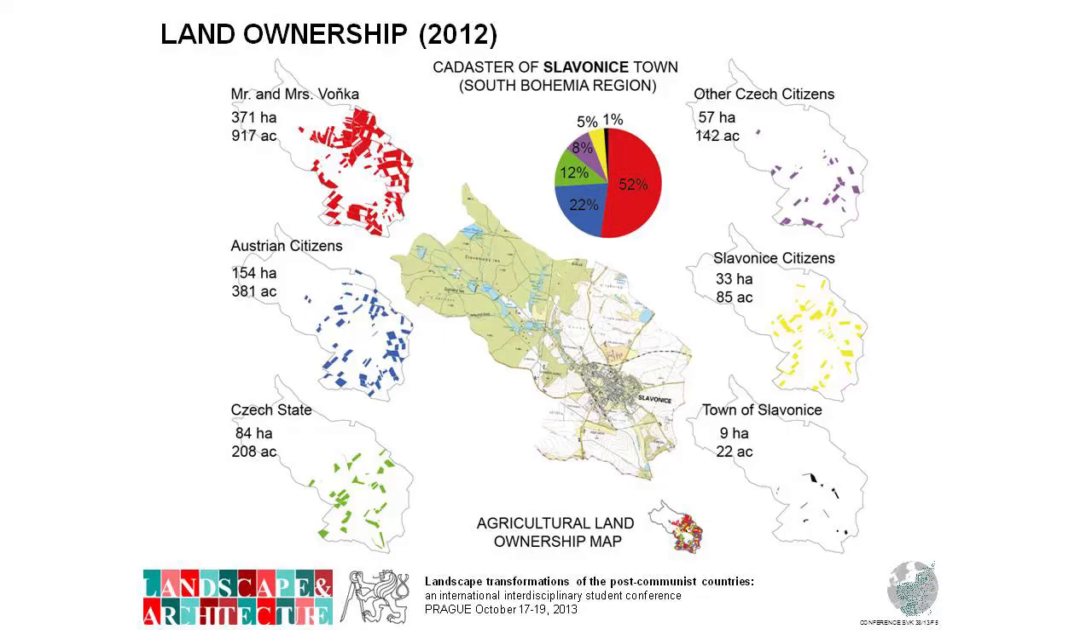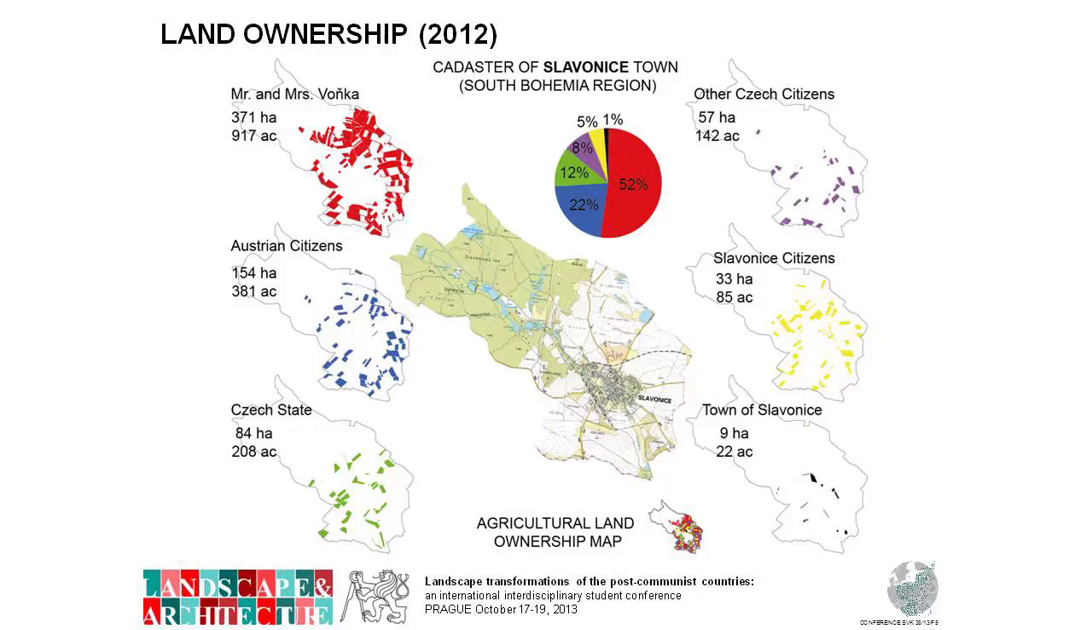We also made a land ownership analysis. What you can see on the graph is that half of that arable land is owned by one person. It's because even after the Velvet Revolution, some people had access to information and could buy land for low prices, and now they profit from those historical events.